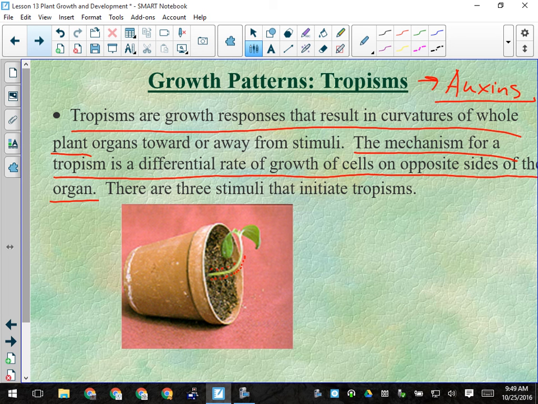That's going to cause all three of the tropisms we're going to look at. The mechanism is the same for all of them. It's differential rate of growth on opposite sides of the organ. That's crucially important. You get more auxins on one side. That makes one side grow faster than the other. That's what causes that pushing or bending of the plant.